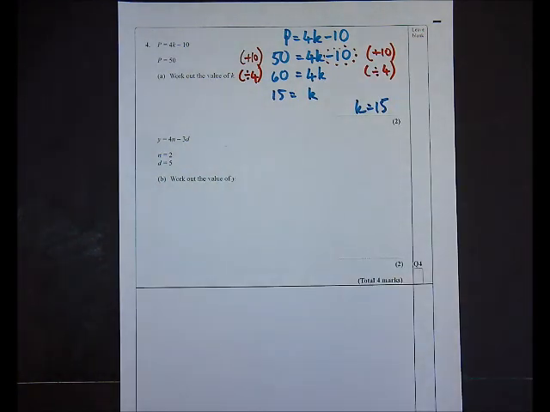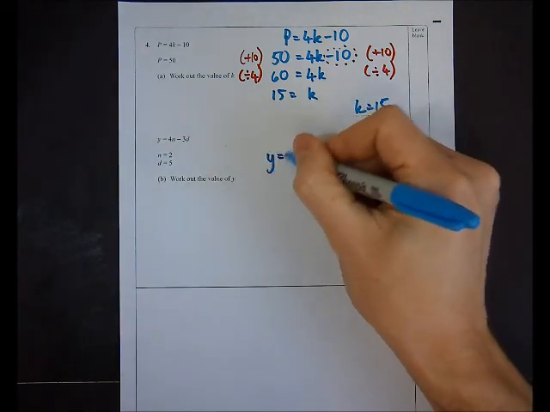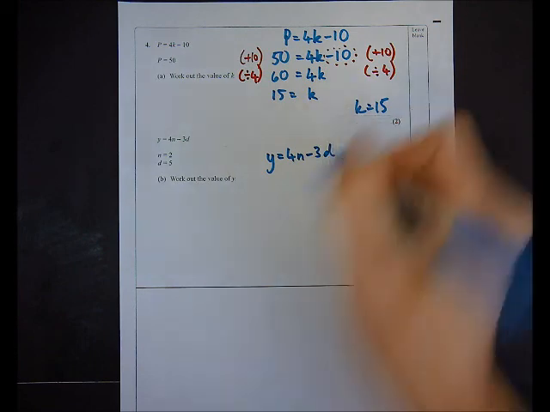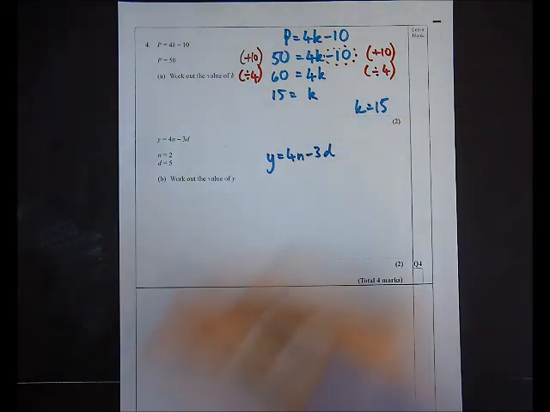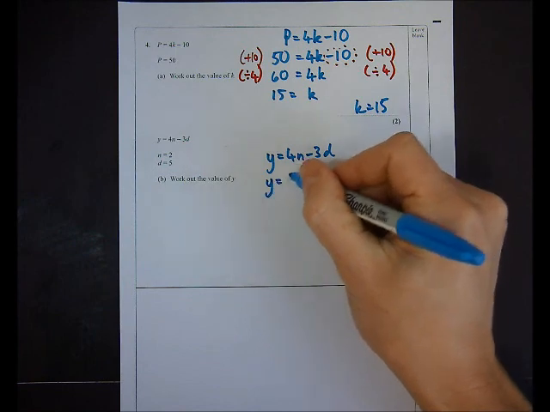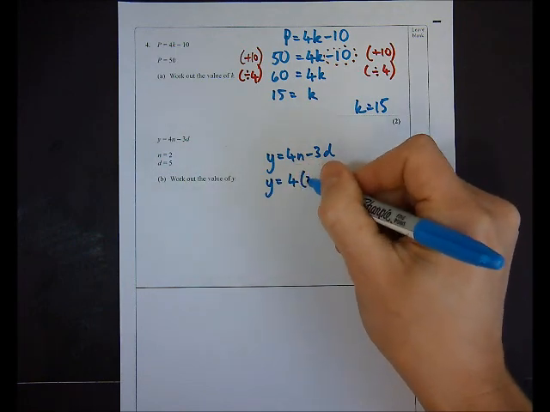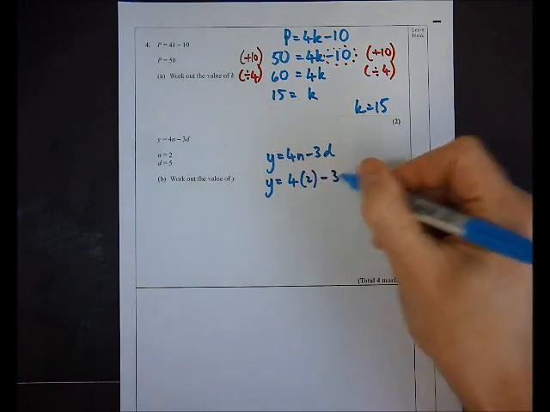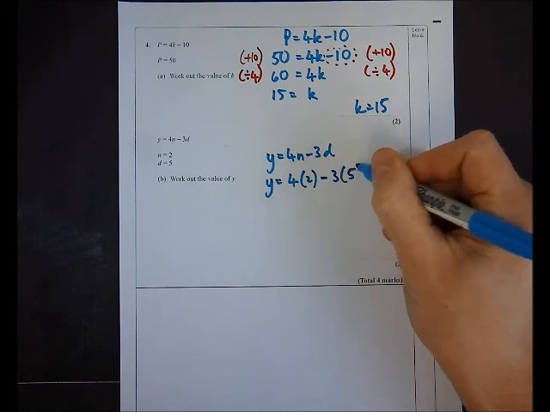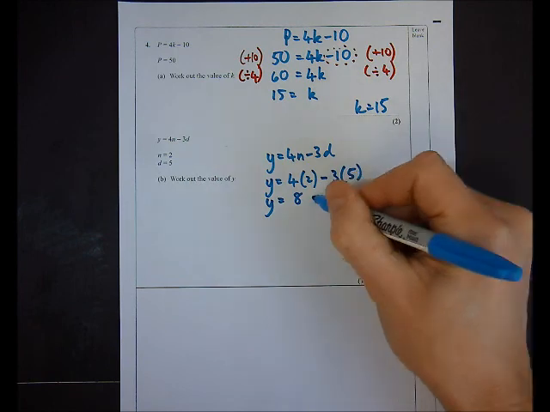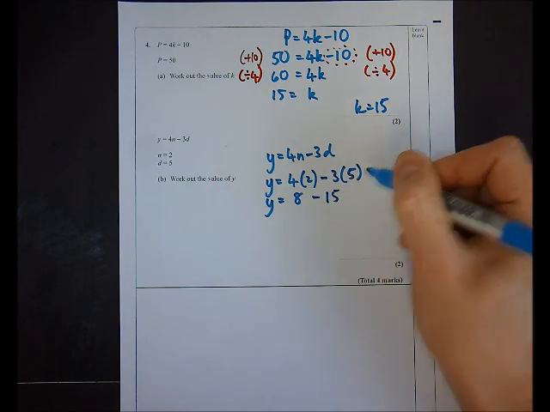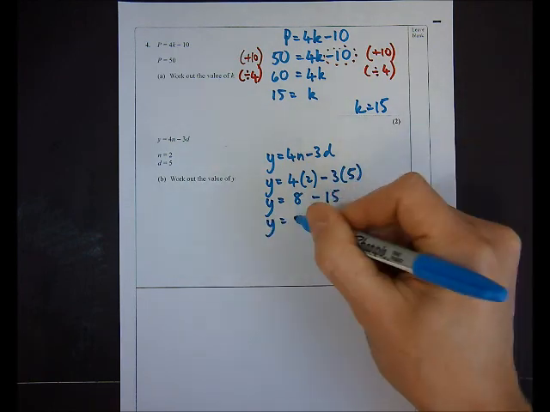In part B of the question I'm told that y is equal to 4n minus 3d, and that n equals 2 and d equals 5. And I'm told to work out the value of y. So by the same logic, y equals 4 lots of n, which was 2. And I'm going to take away from that 3 lots of d, which was 5. So therefore y is going to be equal to 4 lots of 2 is 8, take away 3 lots of 5 is 15. And therefore y is equal to 8 take 15, which is negative 7.